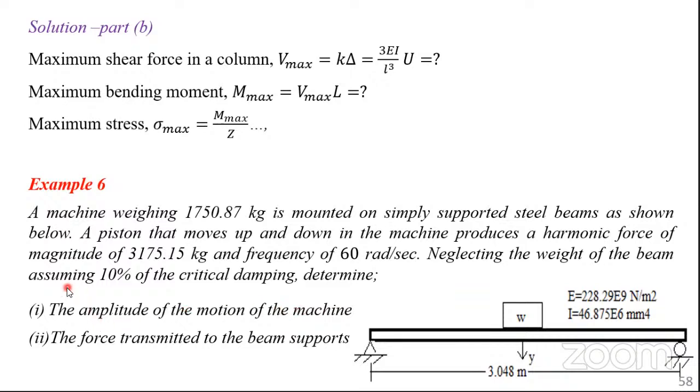and you assume 10% of critical damping, now you have to determine one, the amplitude of the motion of the machine. So you have to calculate what? The amplitude of the motion of the machine, the amplitude of the forcing component, the U capital. And then you have to calculate what is the force transmitted to the beam support. So this is a new component, the second part too.